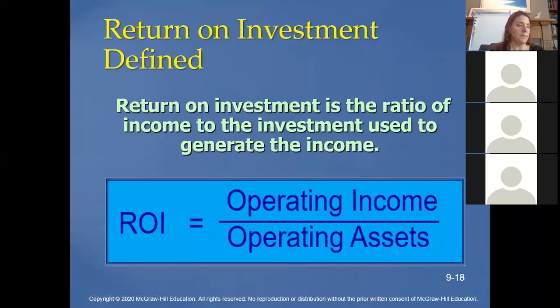So the formula for ROI is operating income over operating assets. And notice that it says operating. What that means is, if you have investment income, income that does not have to do with the business, you're gonna take that out. You are not gonna use that. And then as far as operating assets, we're gonna talk about depreciation in a second, and that's where this sort of comes into play.